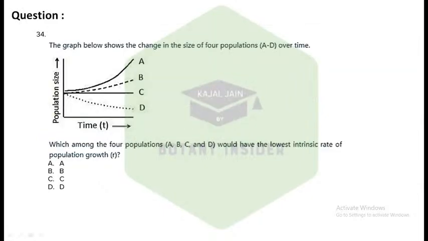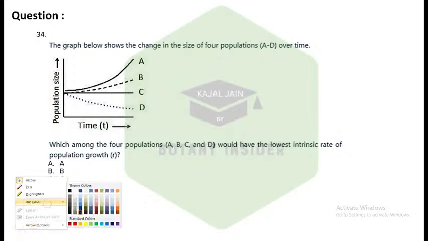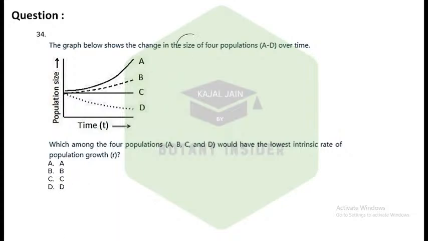Okay, let's move forward. This is the next question for you all. The question is, the graph shows the change in the size of the population for the four populations A, B, C and D. You need to find out which of the following would have the lowest intrinsic rate of population growth. Get the answer for this question, everyone.